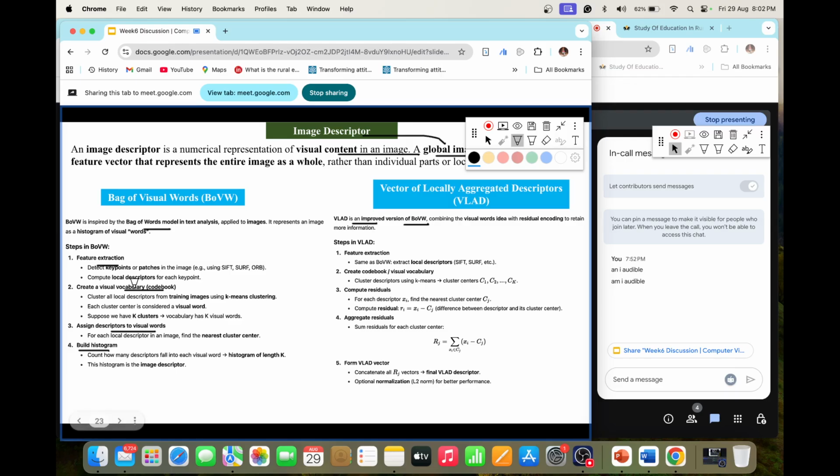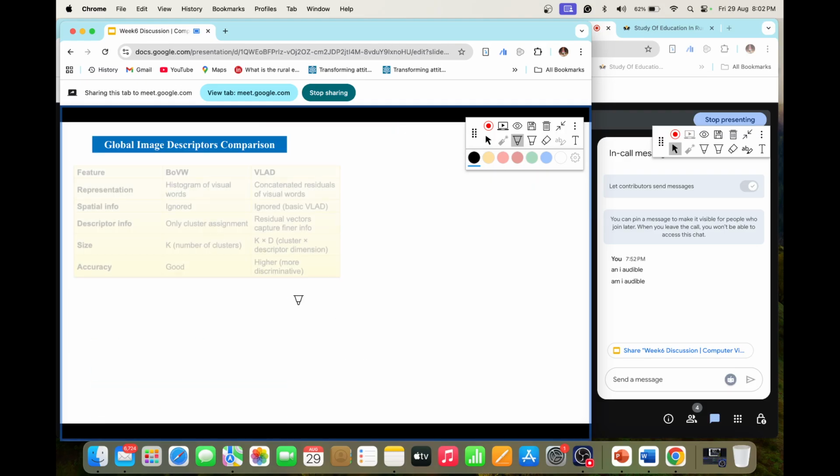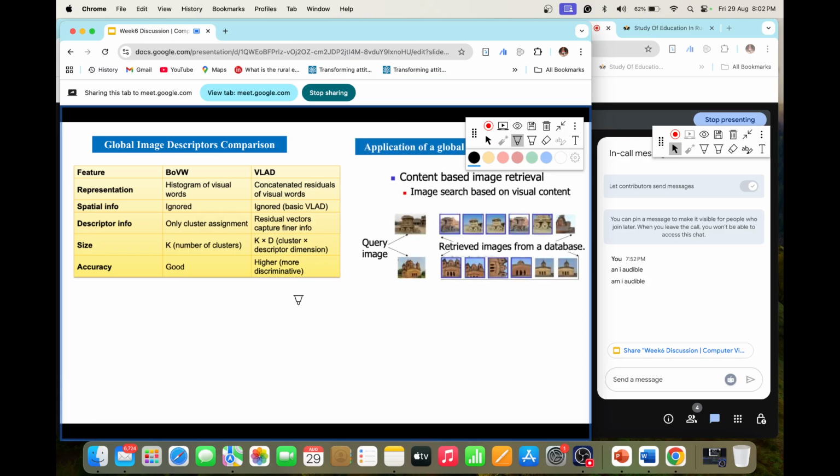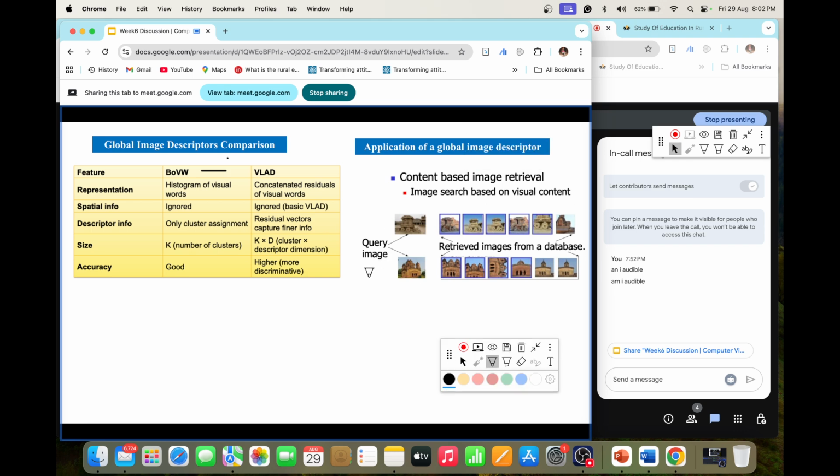Also, in creating a visual vocabulary we are using k-means clustering, so k-means clustering is important. Again, all these theories are available, so I am not dwelling on them much. I have given the comparison of the global descriptors BoVW and VLAD. And this is the application: with a global descriptor you can do image queries, content based image retrieval, image search based on visual content.